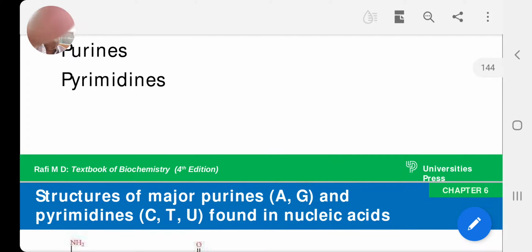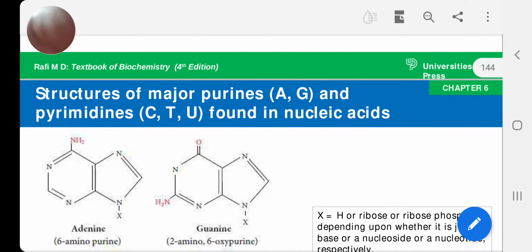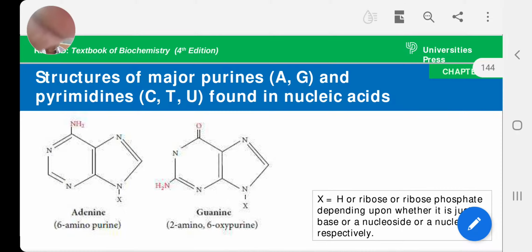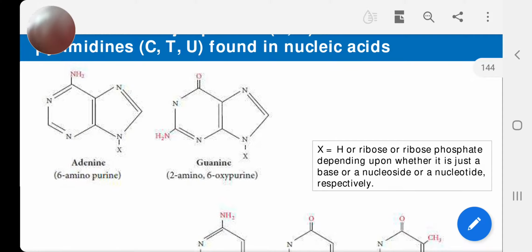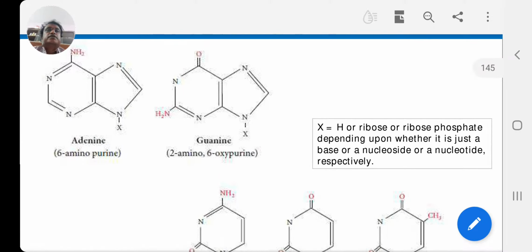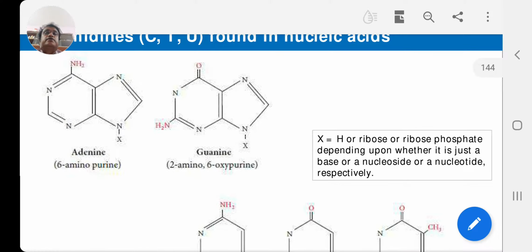Now, structures of major purines and pyrimidines found in nucleic acids. Here is the structure of adenine and guanine. Purines are adenine and guanine. Pyrimidines are cytosine, thymine, and uracil.